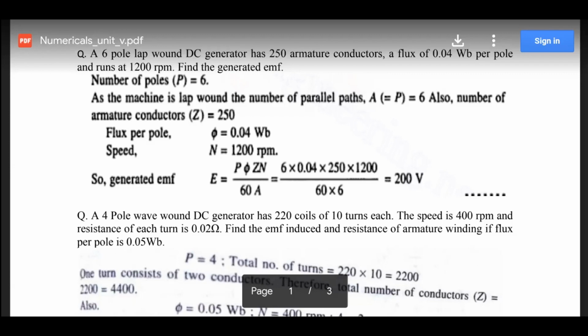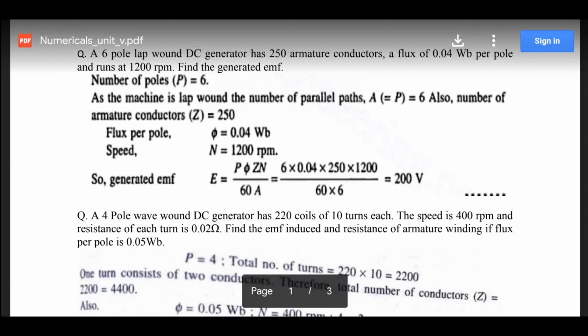Second thing is that flux, again the SI unit of flux is Weber, so if it is given in milliweber, it is to be converted into Weber. Third, you have to be cautious about the type of winding in the generator: in the lap wound generator, the number of parallel paths A is equal to P. And if the same question is asked for wave wound, then A is equal to 2.